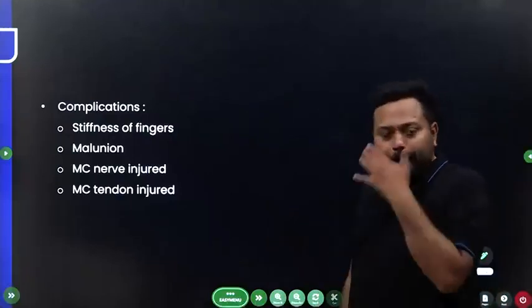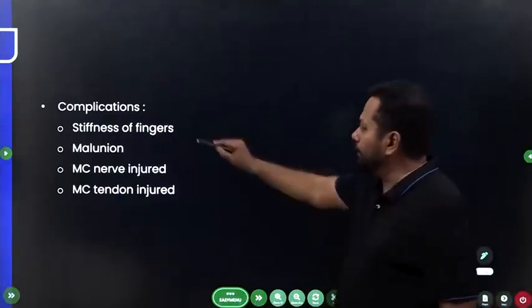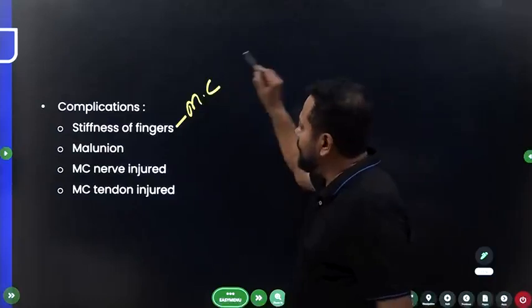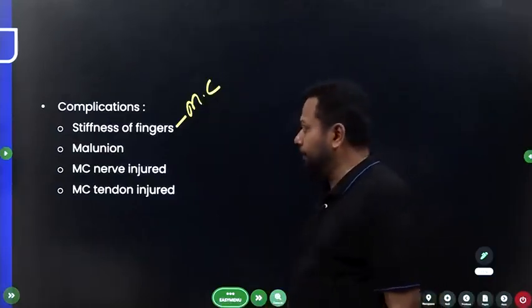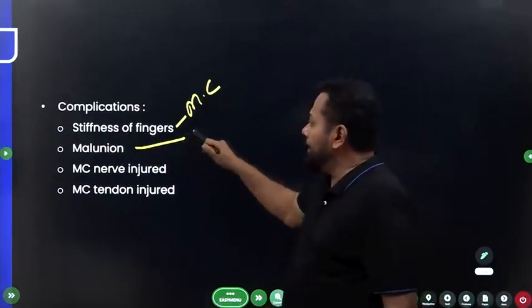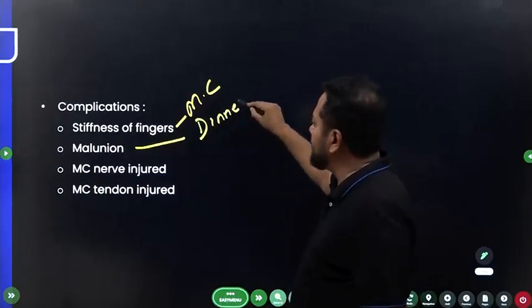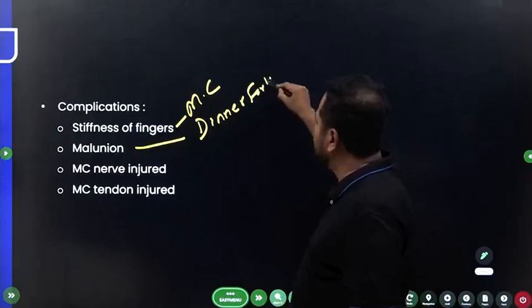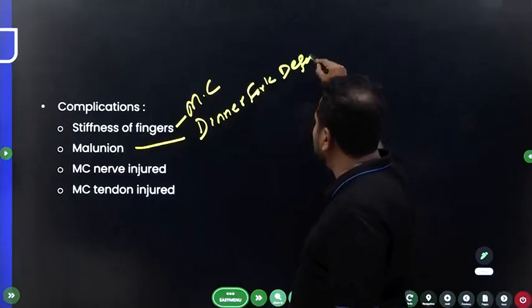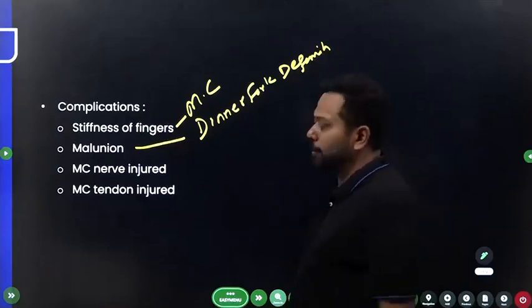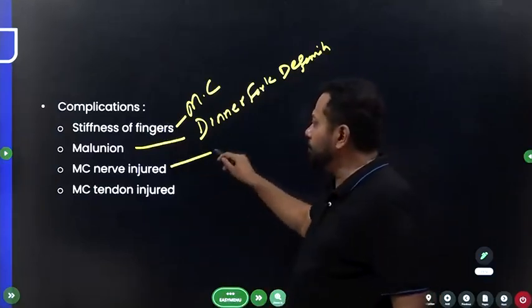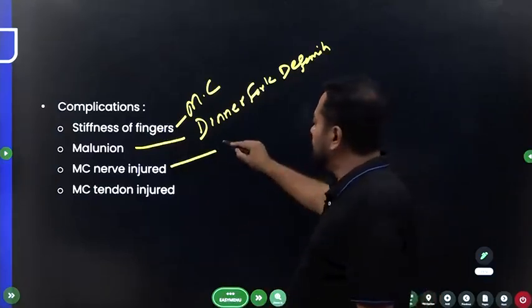Then, what are the complications of Colles fracture? The most common complication is stiffness of finger. The second most common complication is malunion, and that is called dinner fork deformity, a malunited Colles. The most common nerve that is injured in Colles fracture is the median nerve.